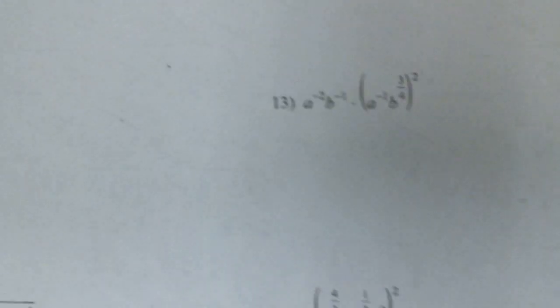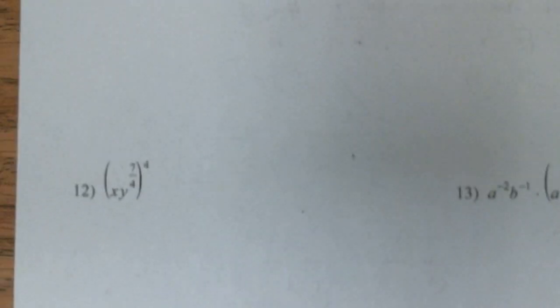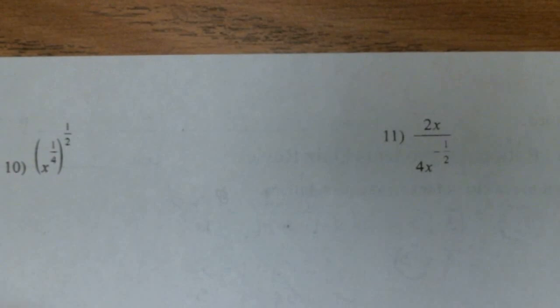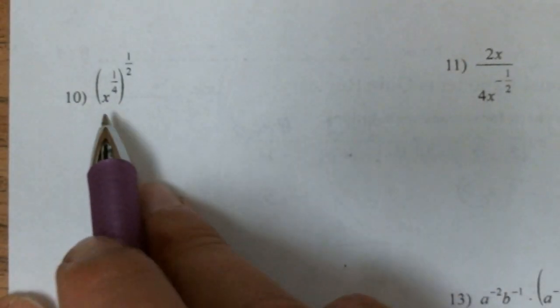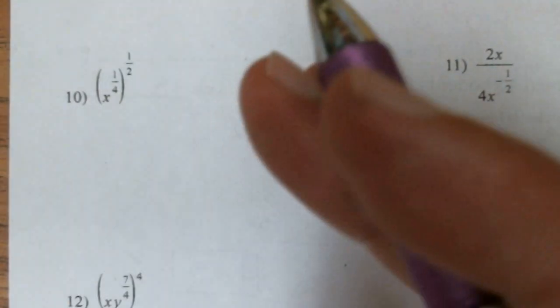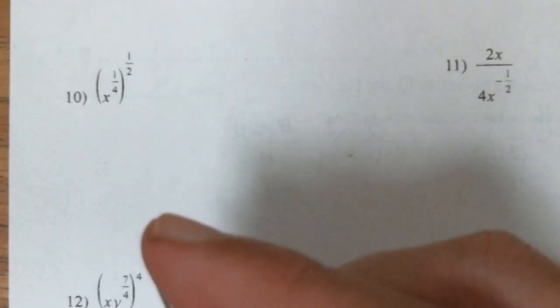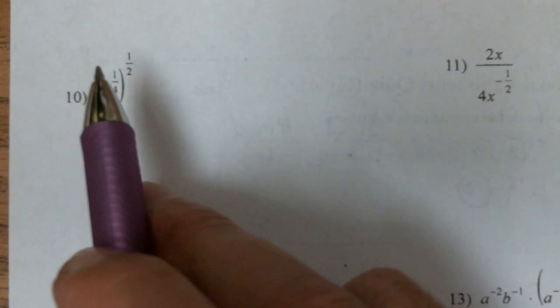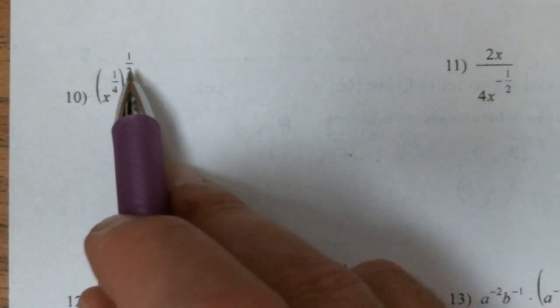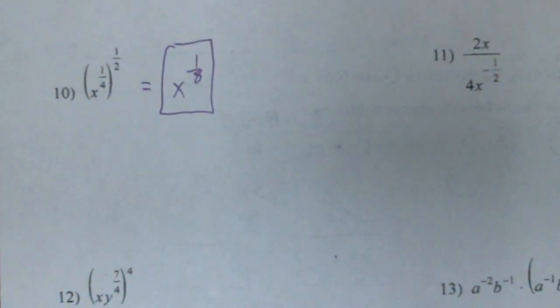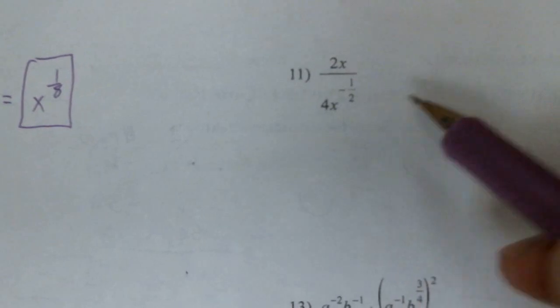All right, let's move on over to the next one. Okay, this one's super easy. This one should take you approximately 3/1000ths of a second, give or take. All right, so this is the power rule. When I have an exponent raised to an exponent, what do I do? I multiply those together. 1/2 times 1/4 is x to the 1/8. Nothing to do there. Okay, number 11.